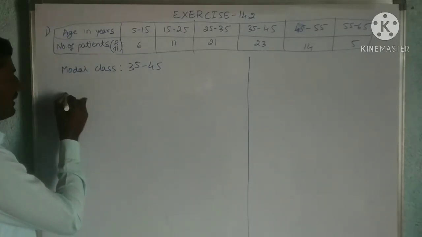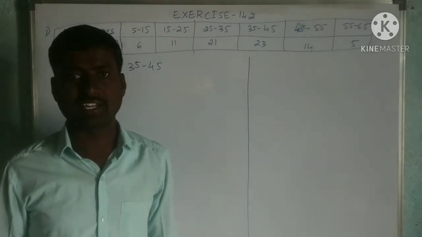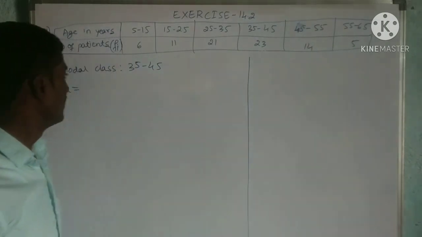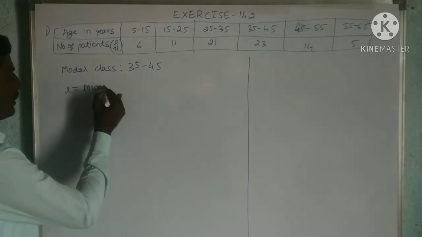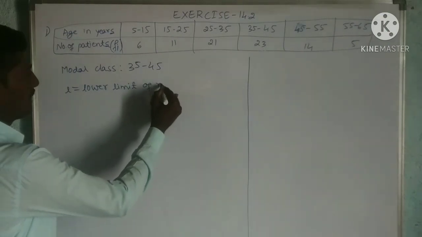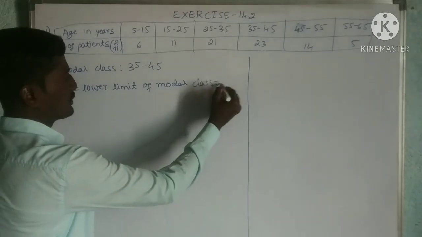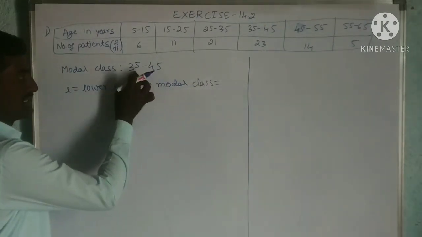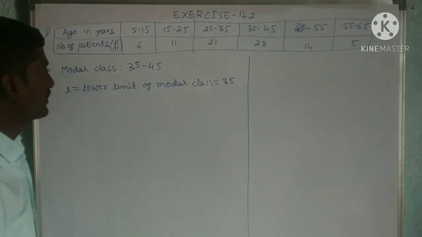Next I have to write the remaining terms L, F1, F0, F2 and H. L is nothing but the lower limit of the modal class. This is the modal class, and its lower limit is 35. Therefore L is equal to 35.